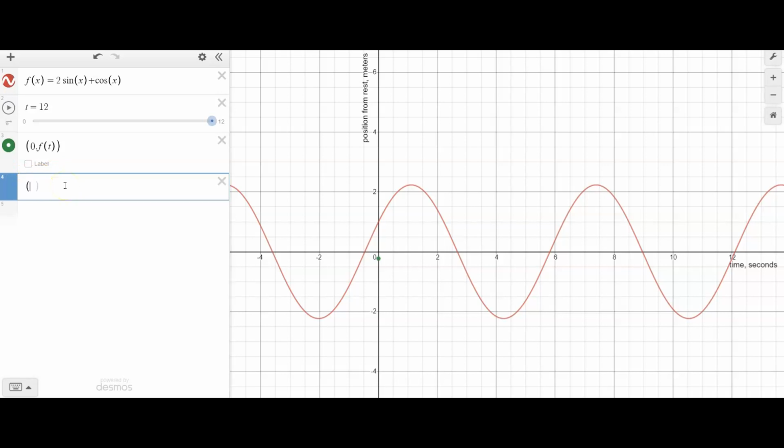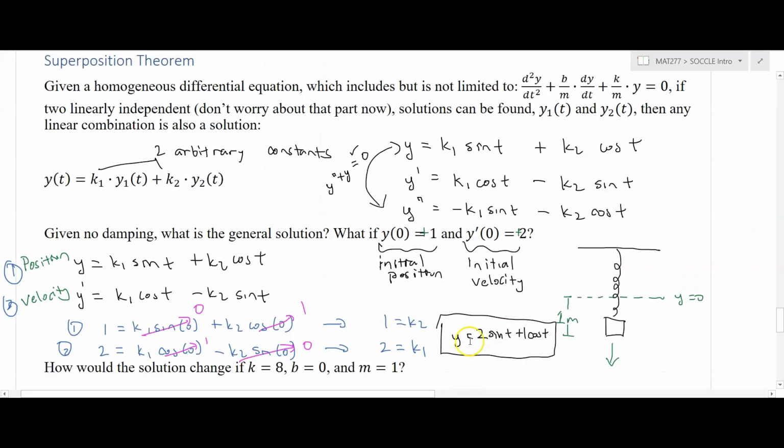Now, another thing I could have done is just plotted the point t, f of t. So watch this. Now we'll have both the green and the purple dot moving. The purple dot is actually following the curve, but the green dot is just keeping track of the vertical position of that purple point. So that becomes a very handy tool to have.